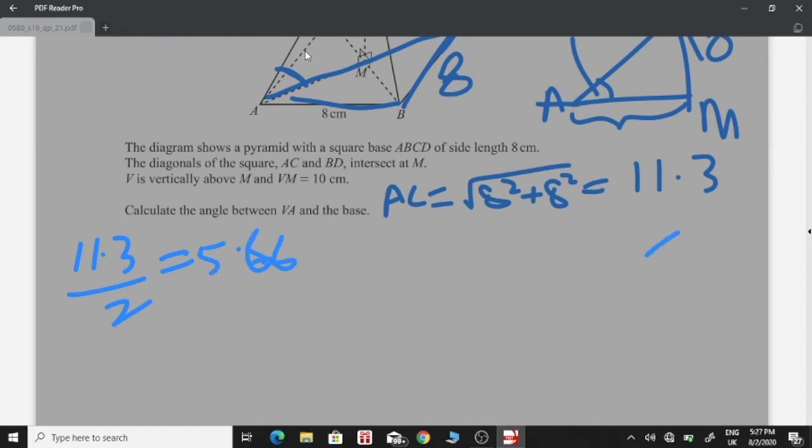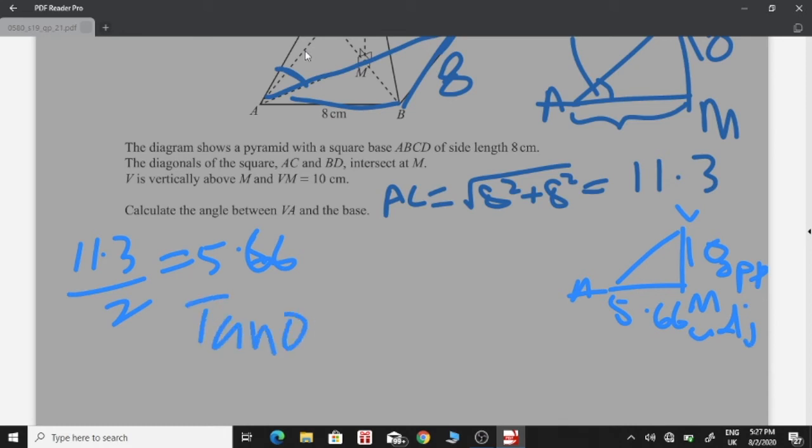So we have our triangle as AMV. This is 10, this is 5.6. So we have the opposite side and the adjacent side. We can use tan theta is equal to opposite over adjacent, and so we have our answer as 60.5 degrees.